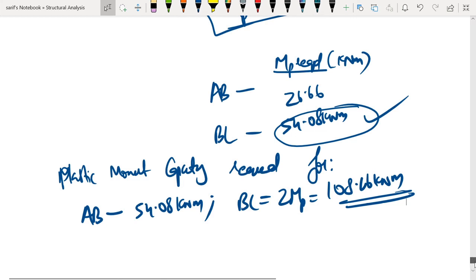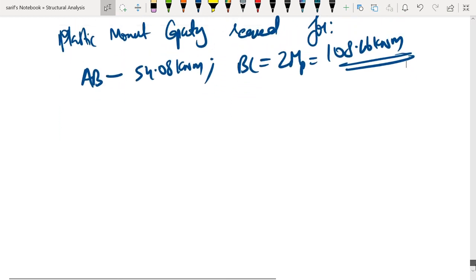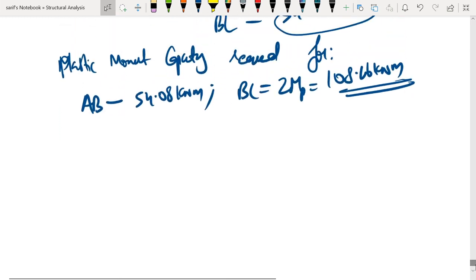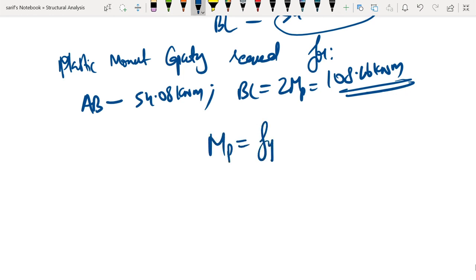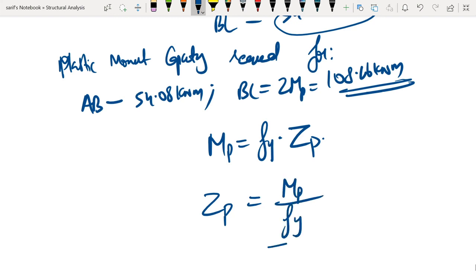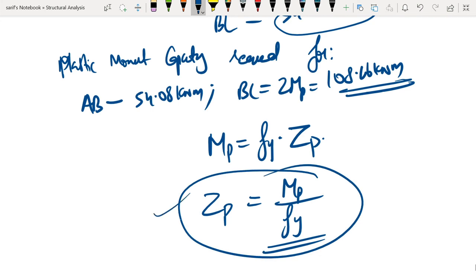Sometimes it may also be asked to find out the section modulus that is required. The plastic section modulus that is required may be asked. In such cases, we know that MP is equal to Fy multiplied by ZP. So we can calculate ZP as MP divided by Fy. Fy is 250. In that way, the corresponding section modulus that is required can also be calculated.